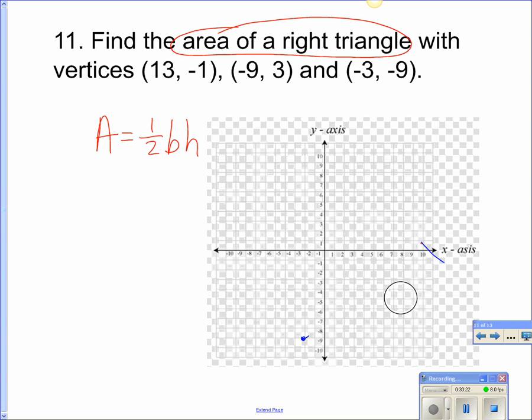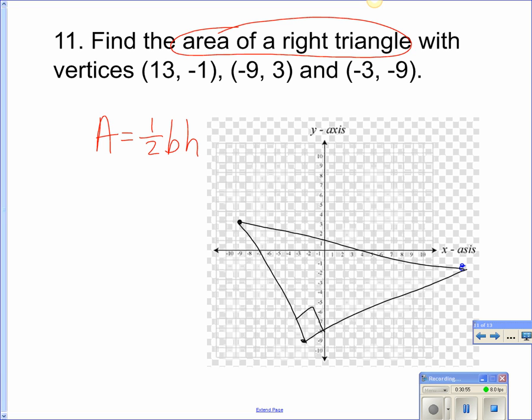Oh, no wonder. Okay, let me start over. Oh, teachers make mistakes too. All right, 13, negative 1, negative 9, positive 3, and negative 3, negative 9. Is that better? Okay, so where's the box? Left, right, or bottom? Bottom. Okay, so here's the box.